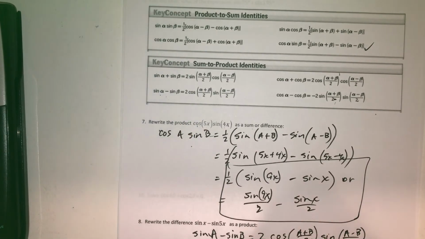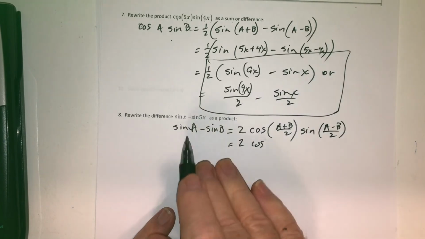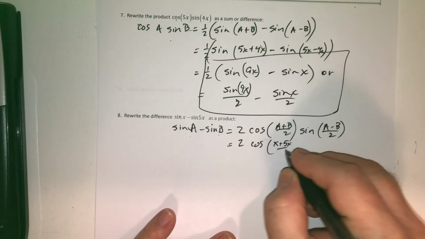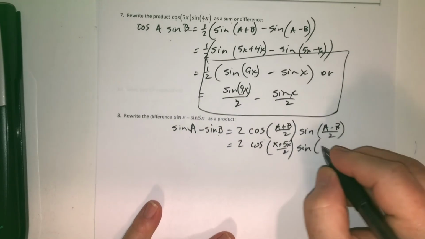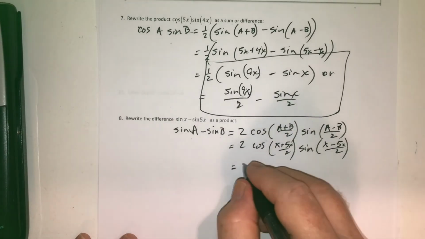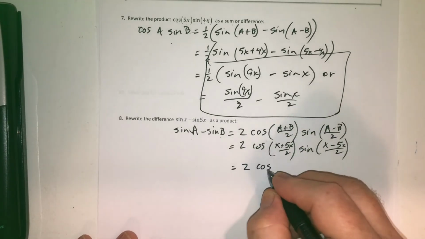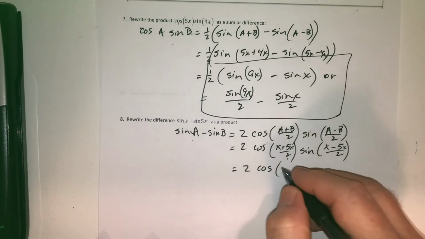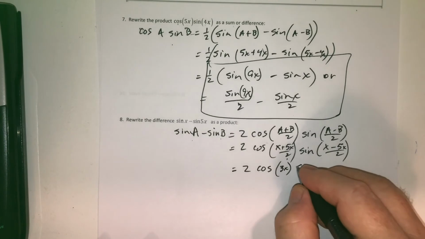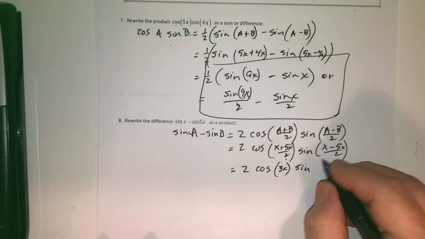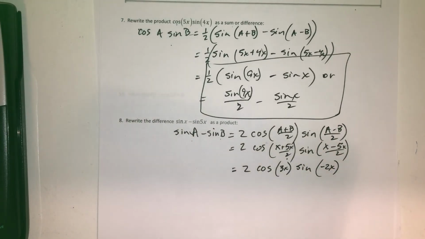Okay. So this would be equal to 2 times the cosine. Remember, our alpha is x, our beta is 5x, so that would be x plus 5x divided by 2 times the sine of x minus 5x divided by 2. So this would be equal to 2 times the cosine of 6x divided by 2. 6x divided by 2 is simply 3x. So let's simplify that to 3x times the sine of x minus 5x, which is negative 4x, and negative 4x divided by 2 is negative 2x, okay?